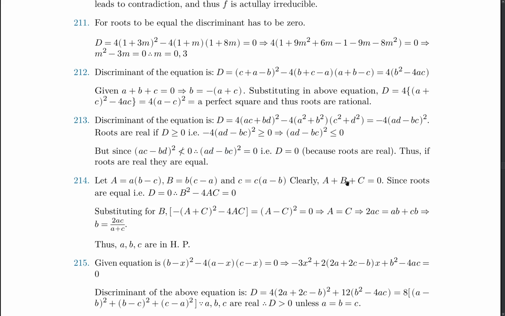And we substitute from here B is equal to minus A plus C, which gives us A minus C whole square is equal to 0. That is A is equal to C. So now we substitute the value, and we get 2AC is equal to AB plus CB. That is B is equal to 2AC by A plus C, and this is the harmonic mean of two numbers. So A, B, C are in HP.